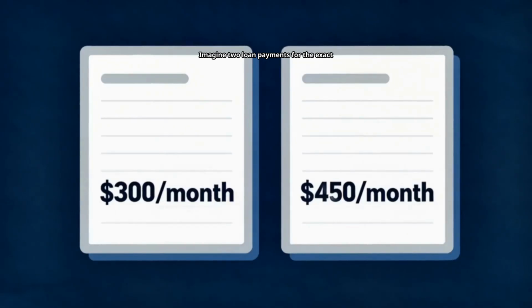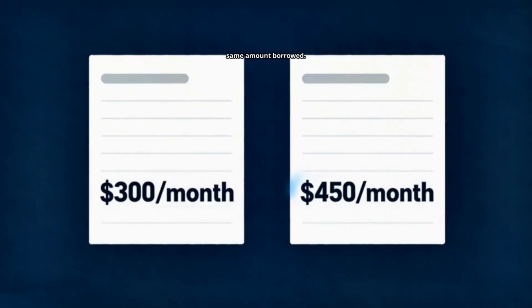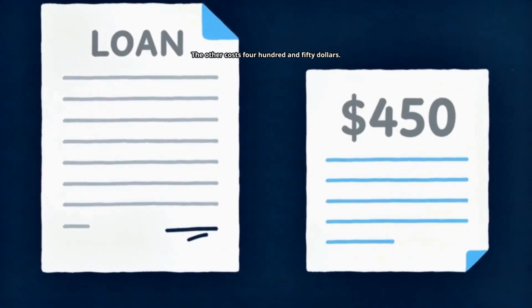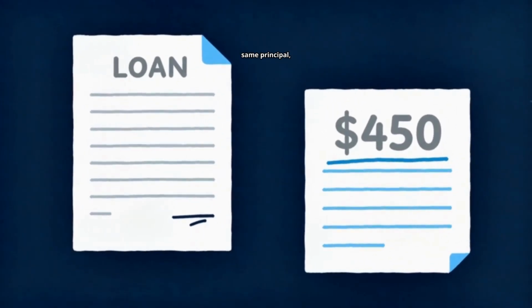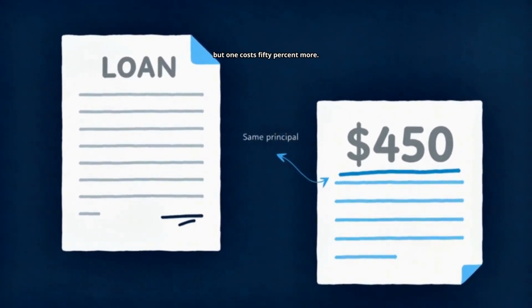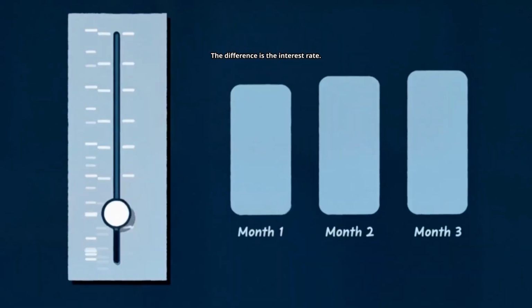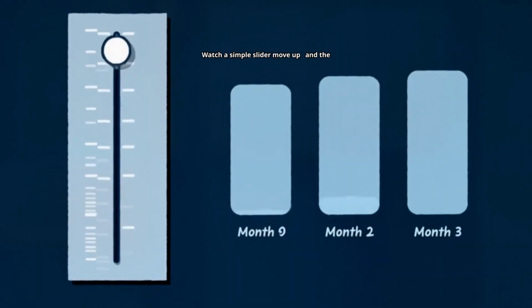Imagine two loan payments for the exact same amount borrowed. One costs $300 a month, the other costs $450. Same loan, same principal, but one costs 50% more. The difference is the interest rate. Watch a simple slider move up, and the monthly bars grow taller.